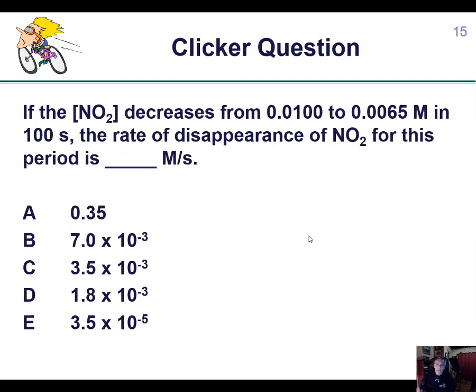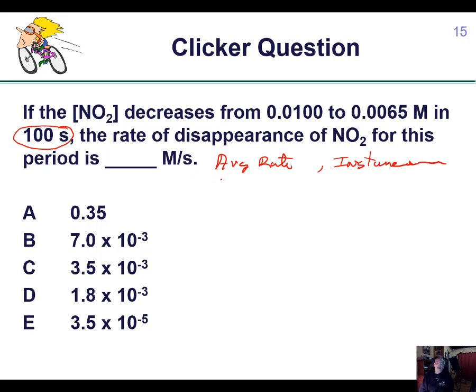Okay, so we ended the last video with this particular clicker question. So let's go ahead and work the problem. The first thing I want to ask you is this: is the question asking for an average rate of disappearance, or is it asking for an instantaneous rate of disappearance? Well, an instantaneous rate implies one particular moment in time, and this is a range of time. It is literally from 0 to 100 seconds.